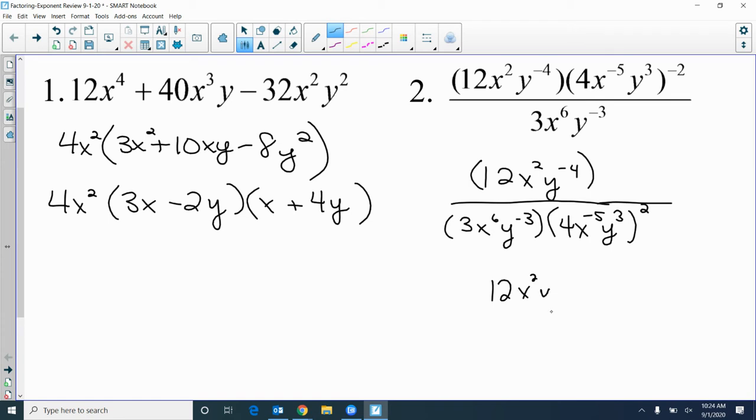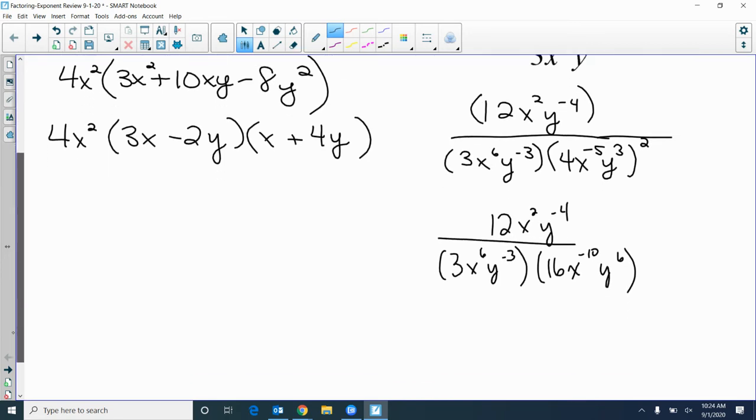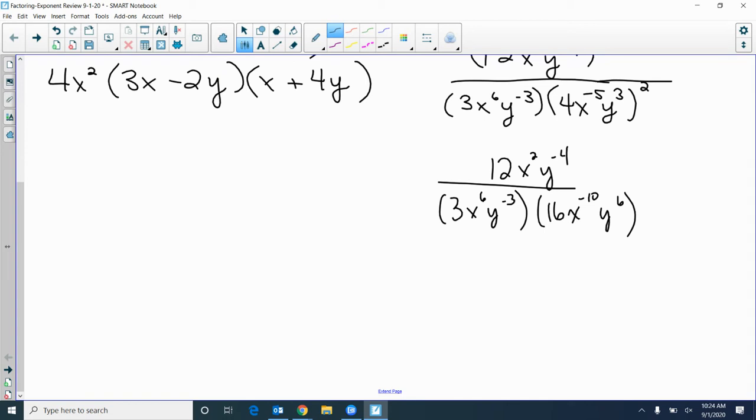12x squared y to the -4th over, let's see, that's gonna be 16. -5 times 2 is -10. y to the 6th. Just pause here for a second, make sure that makes sense, where we're at. You had a 4 on the bottom, that looks pretty good. Okay, you had a 4 in the denominator.